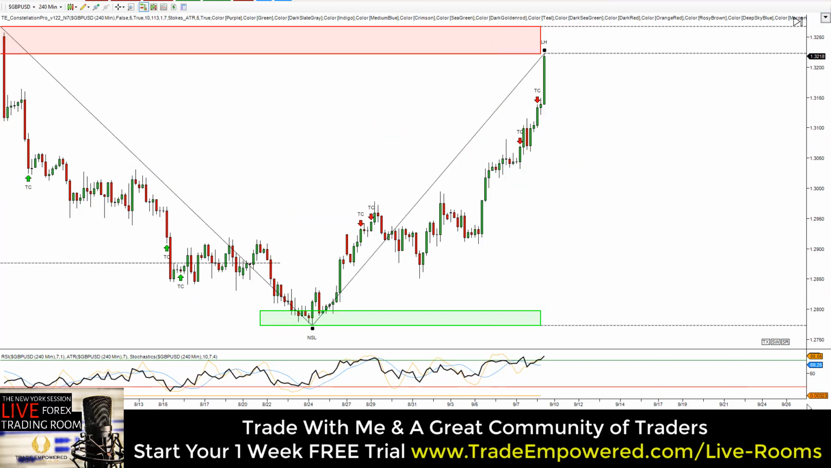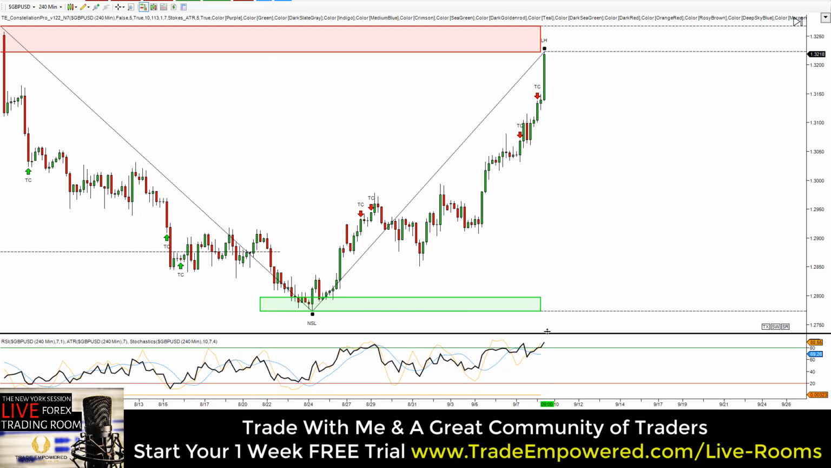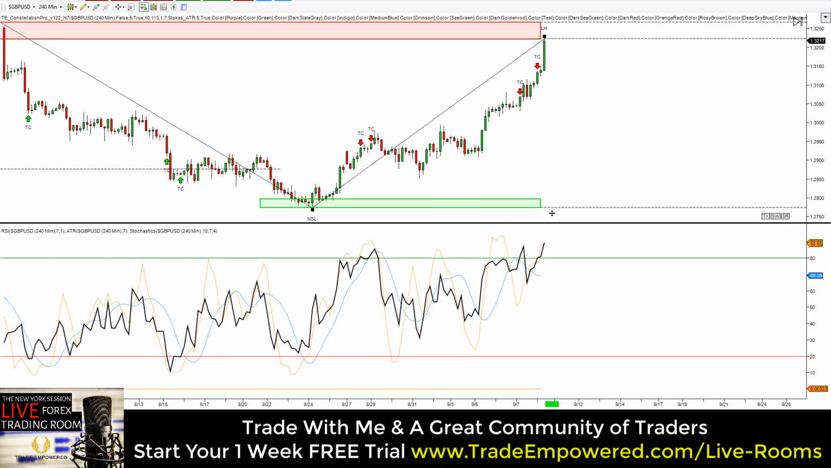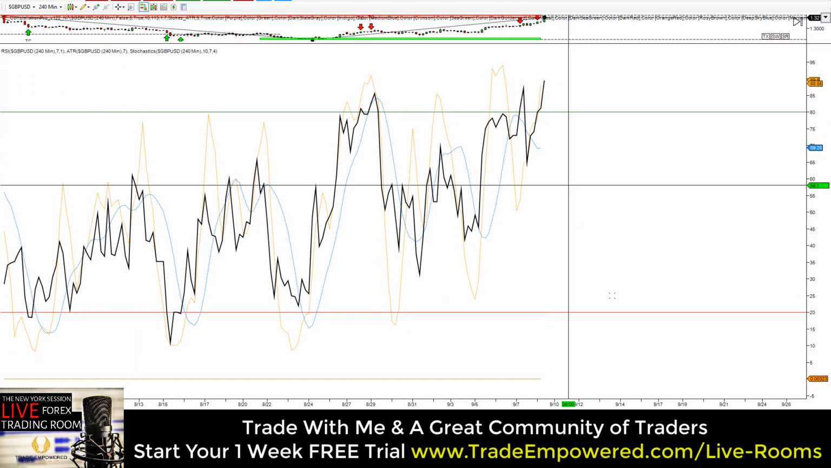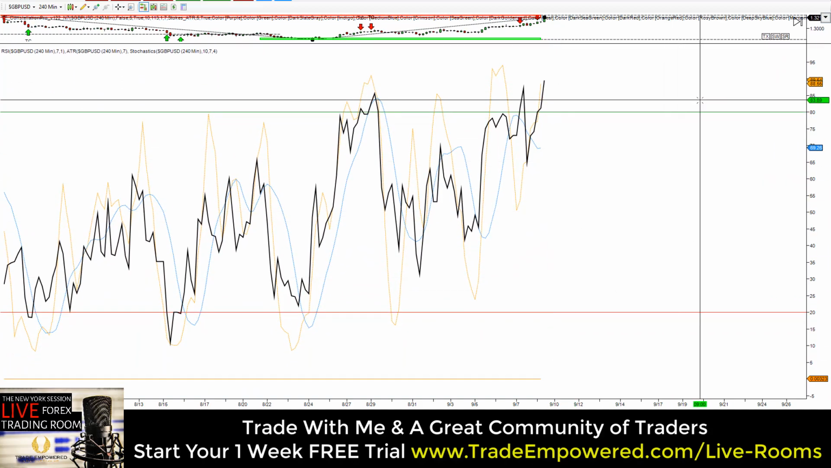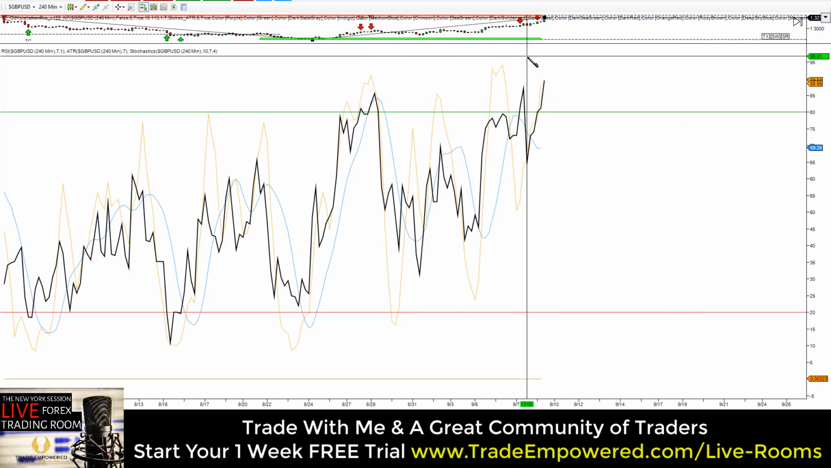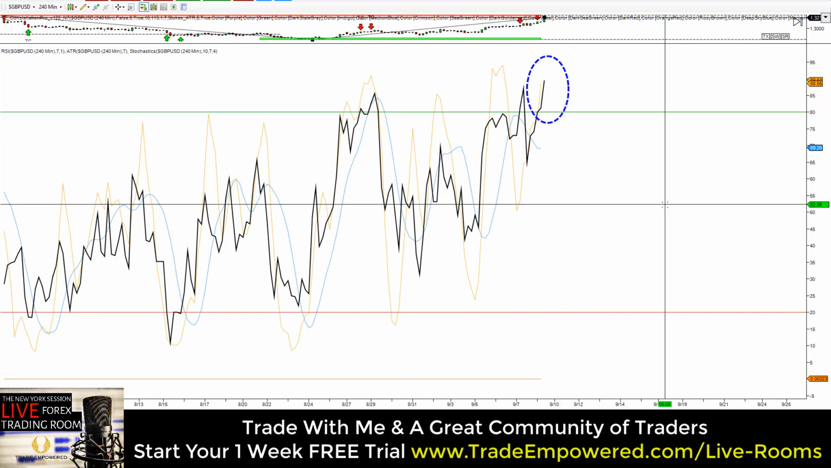Approaching previous structure resistance thanks to our nice big red box here. What else do we have at that level? You guys see anything else? Anything else, guys? See anything?